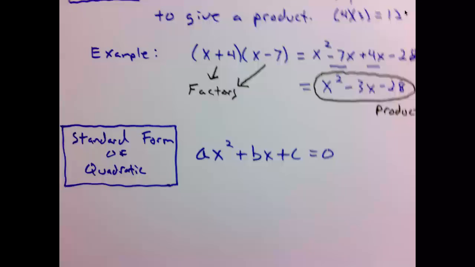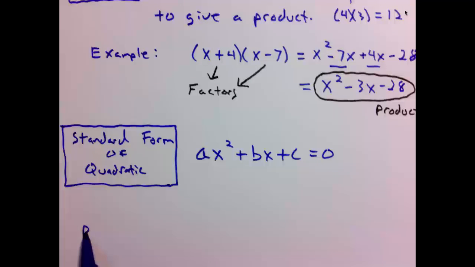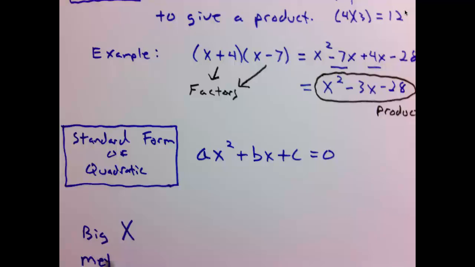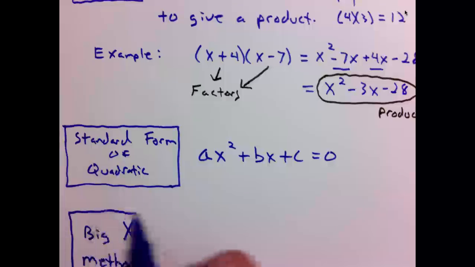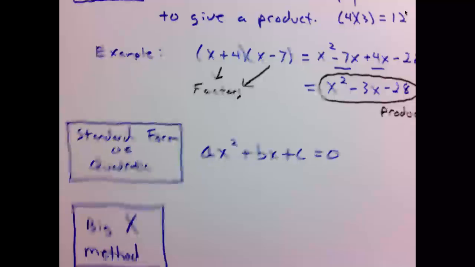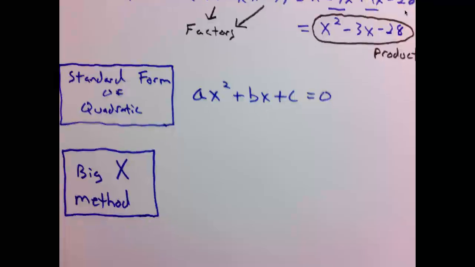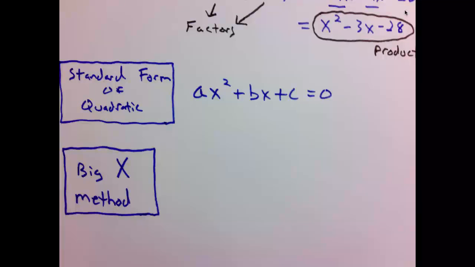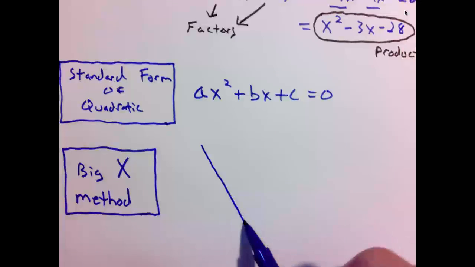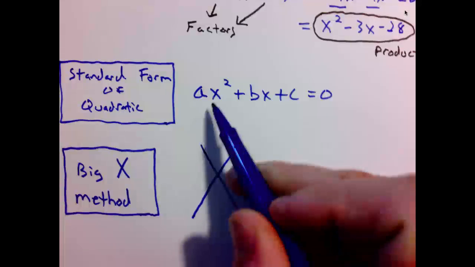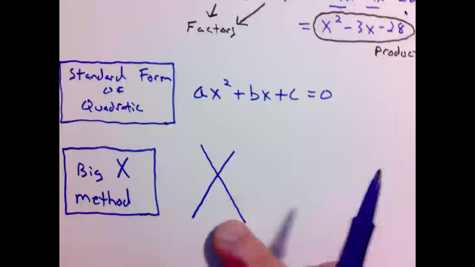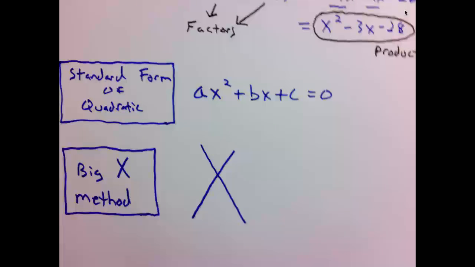I'm going to show what I'll refer to as the big X method for factoring quadratics. In some books you might hear this called the AC method. It's just an algorithm, a method for factoring a trinomial. In our big X method we're going to start by drawing a big X. And this big X has nothing to do with the fact that our variable here is X.